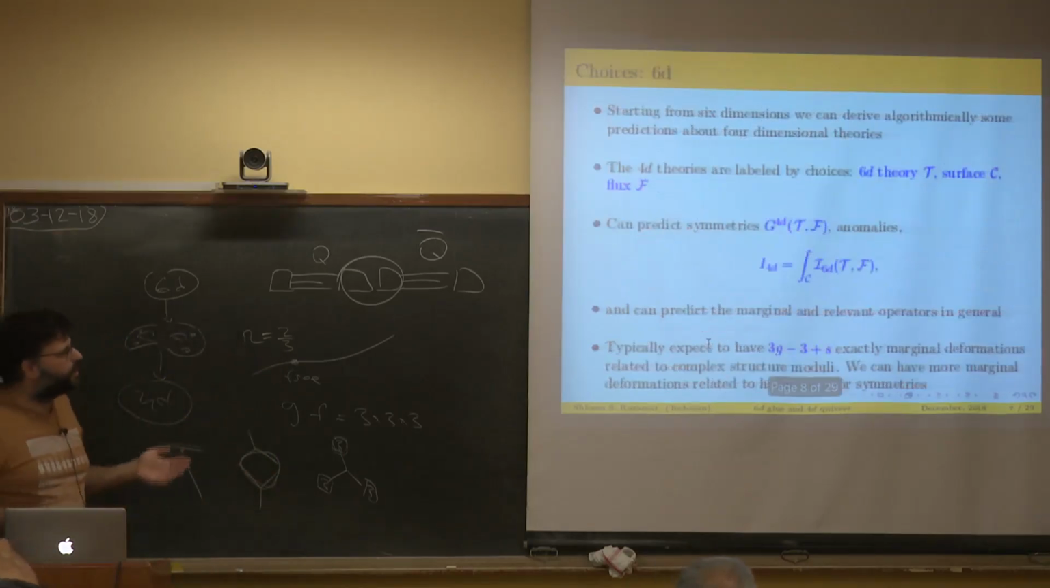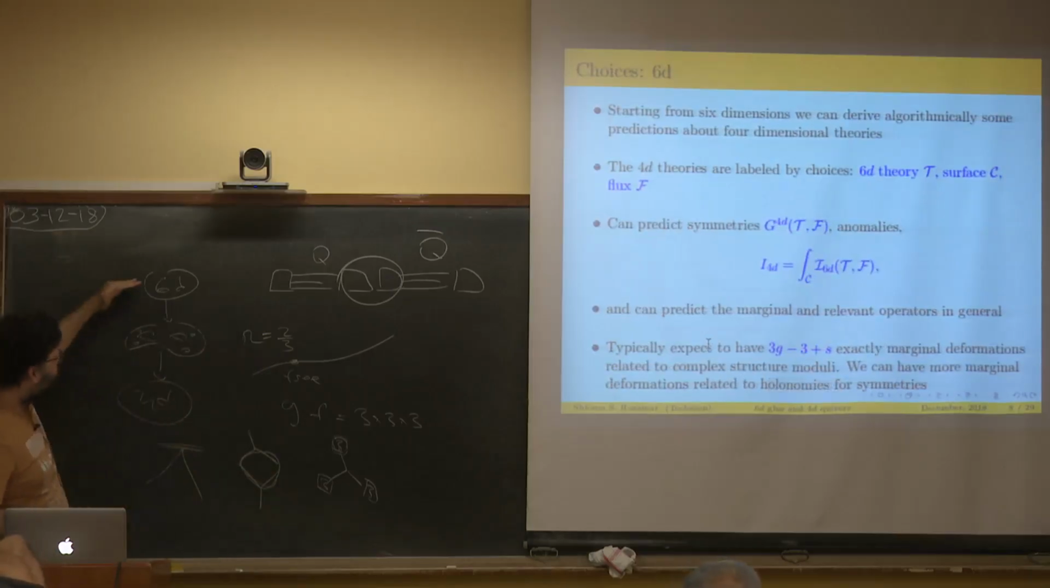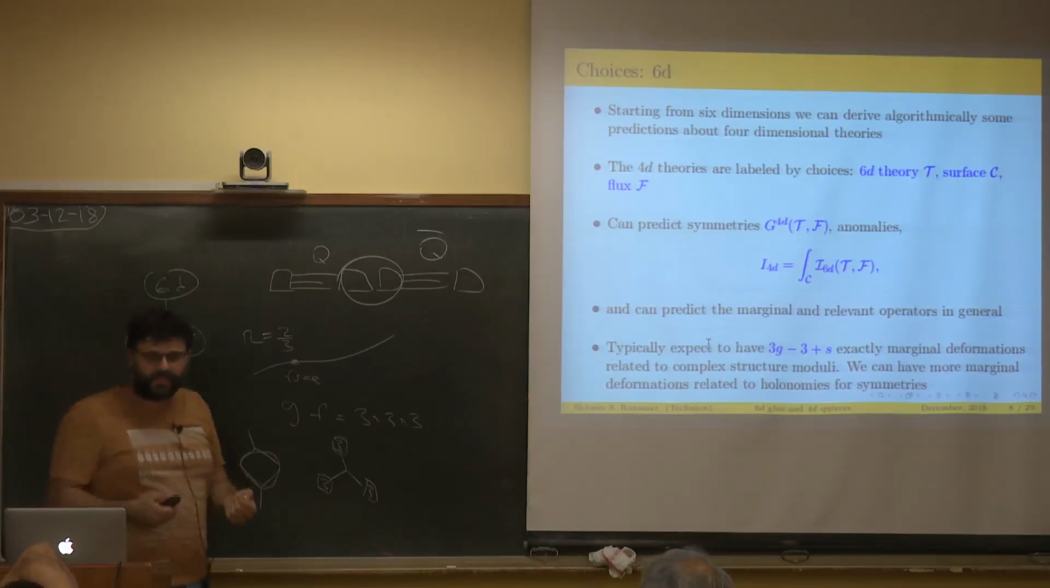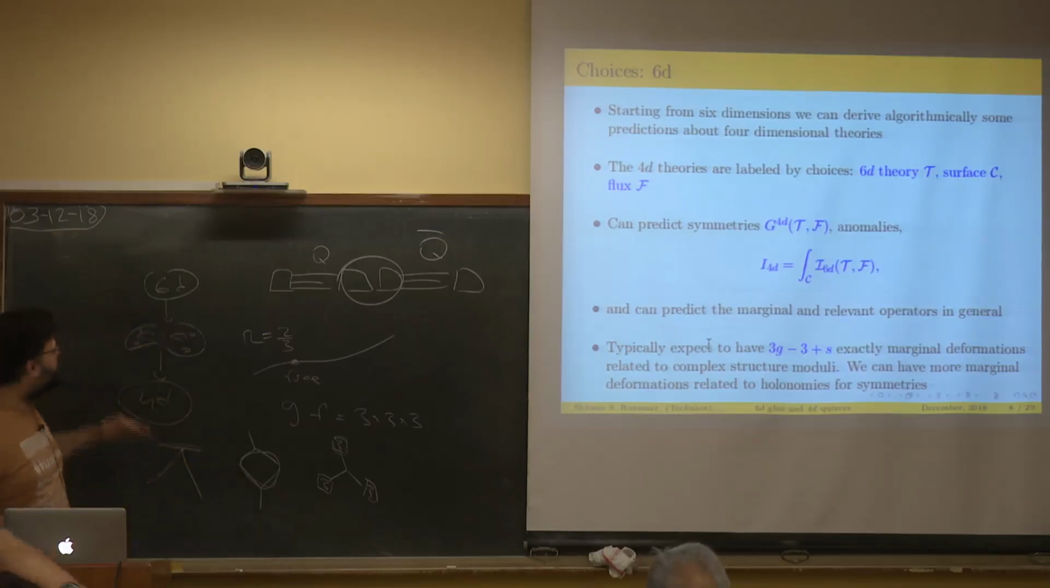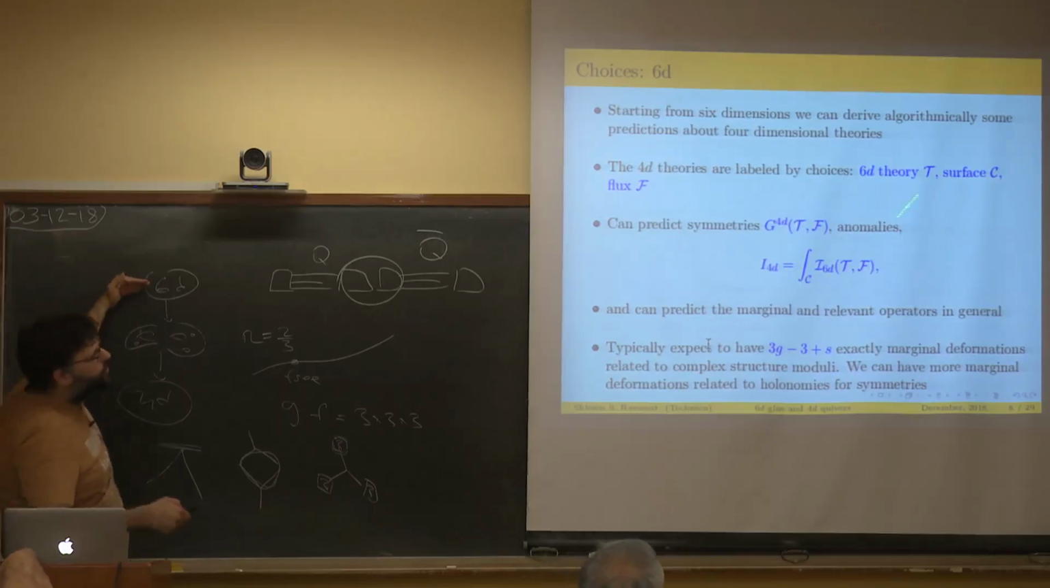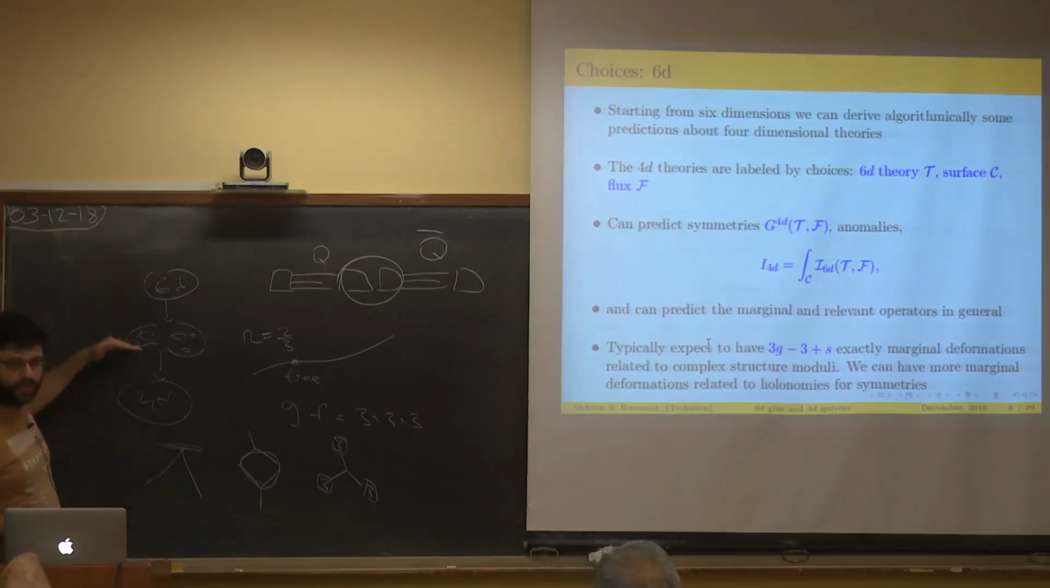So how does the algorithm work? So now I will review what are the basic things that we can deduce about 4 dimensions starting from 6 dimensions. So there are very, very robust things that we can predict. For example, we have a choice. We have several choices to perform this compactification. One choice is the choice of the 6D theory, which I denote here by T. Another is a choice of this surface, which I denote by C.